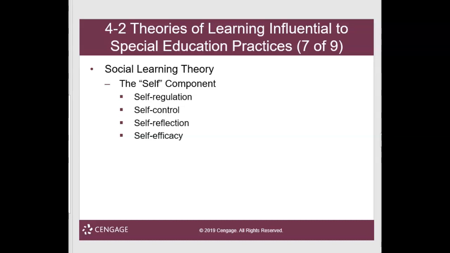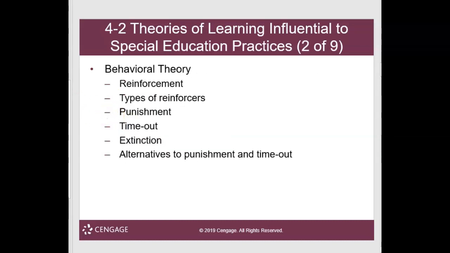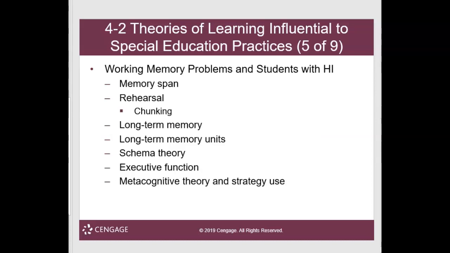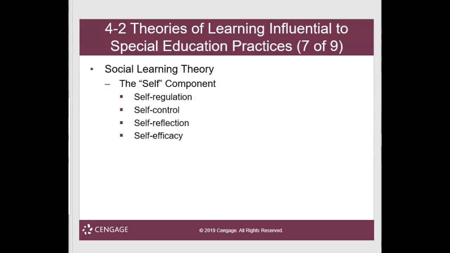Self-reflection, reflecting and judging one's past actions. In some cases, the individual will make adjustments to his or her actions to change future behavior or performance, which to me really goes along with that antecedent behavior consequence model that we talked about way back up here under the behavioral theory. Okay, and then what was the other one?